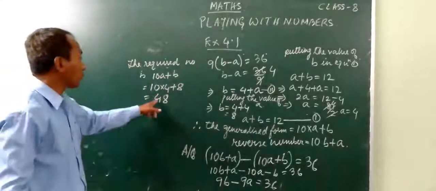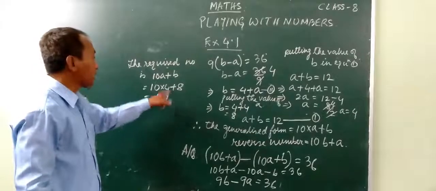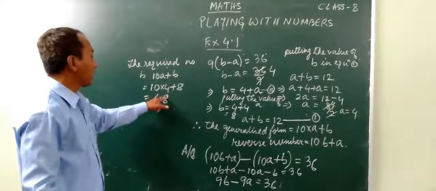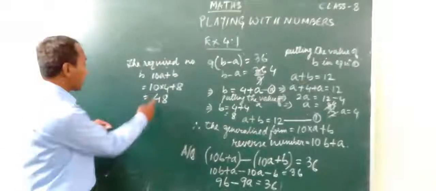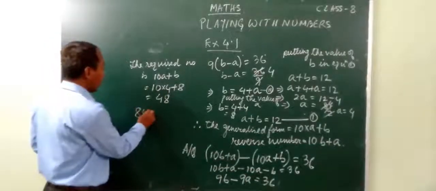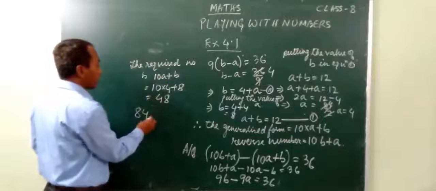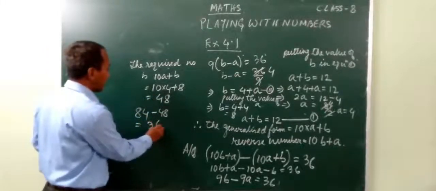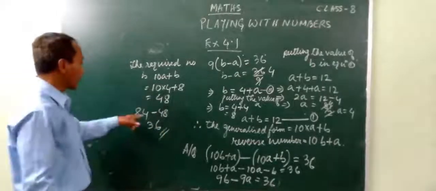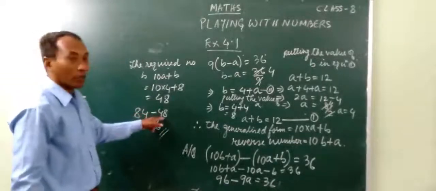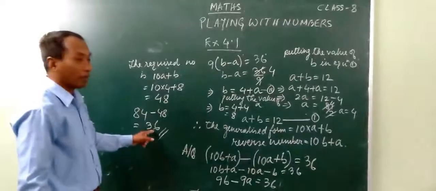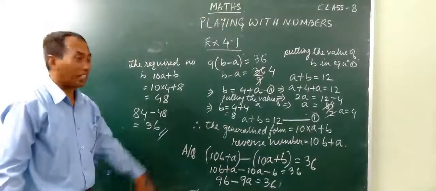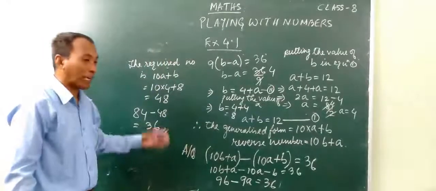So you see here 48, 4 plus 8 is 12, and the reverse number is how much? 84. The reverse number is 84 and the original number is 48. If you subtract, how much do you get? You get 36. So the reverse number is greater than the original number by 36. Therefore, your sum is correct and you can verify it in this way.